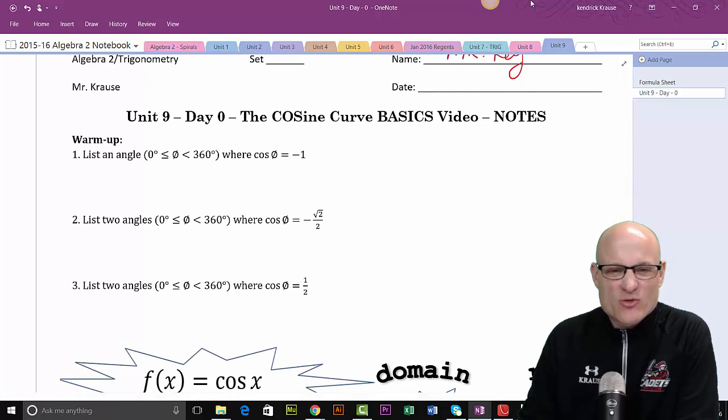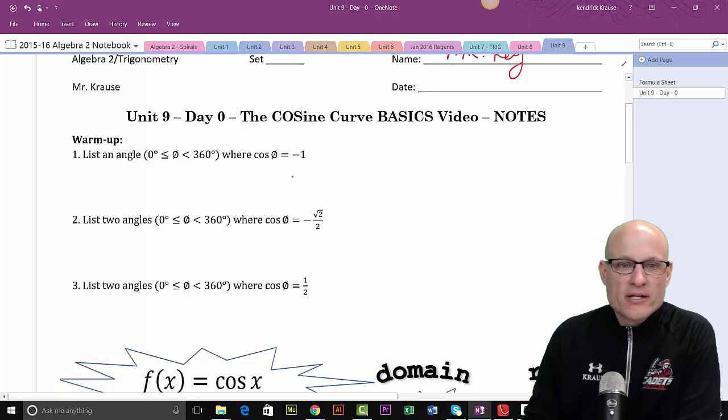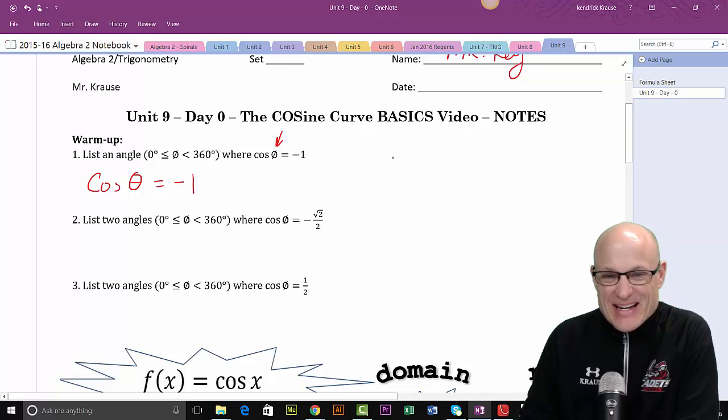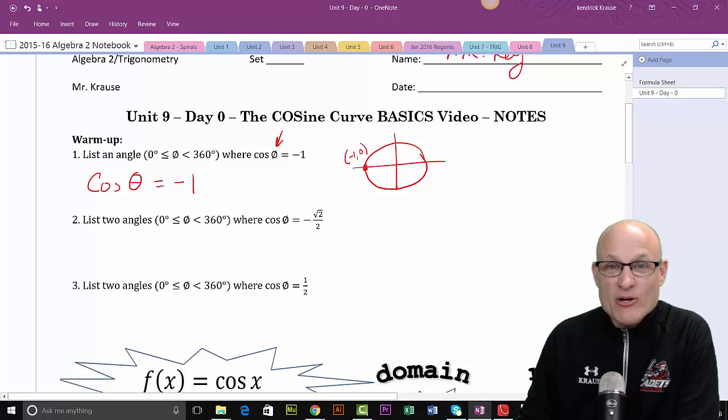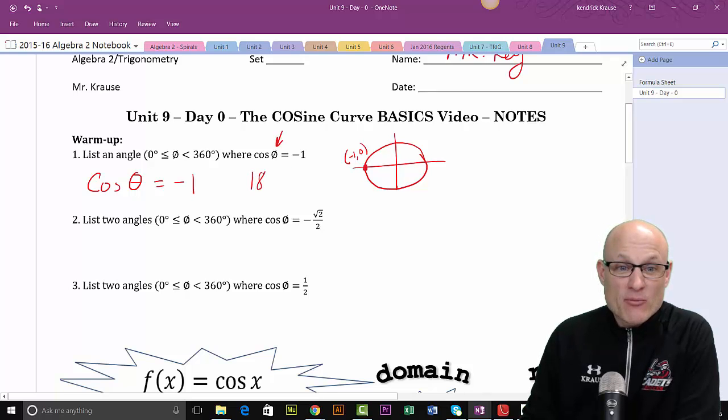So what you're going to find is this is relatively similar to what we've done before. Now, don't like that symbol? Who cares? Make it an X. Make it a theta. Cosine theta is equal to -1. Well, where does cosine theta equal -1? Well, if I remember correctly, it's over here. Remember, cosine on that unit circle is the same as the x value. So this point over here is -1, 0. And this is out here at 180 degrees. Remember, now we're working with cosine. Cosine, 180 degrees.